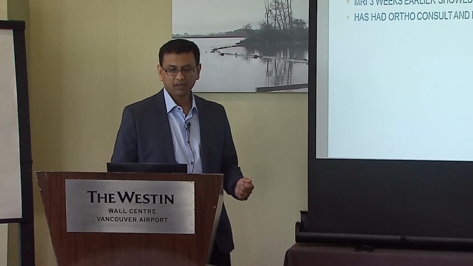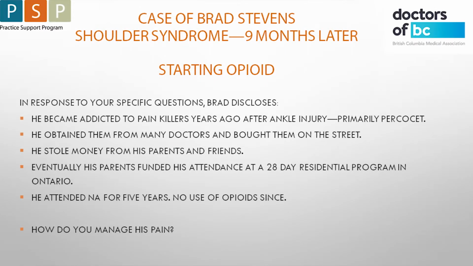So in starting the opioid, we do the opioid risk tool. We try and fill that in. In response to the opioid risk tool, before we started opiates, we know that he became addicted to painkillers years ago after an ankle injury. He obtained them from many doctors and bought them on the street when he couldn't get them, and stole money from his parents. Eventually, his parents funded his attendance at a residential program, and he was in NA for 5 years, and since then he has not used any opiates. Using the opioid risk tool, how do you think he'd score on the risk tool?